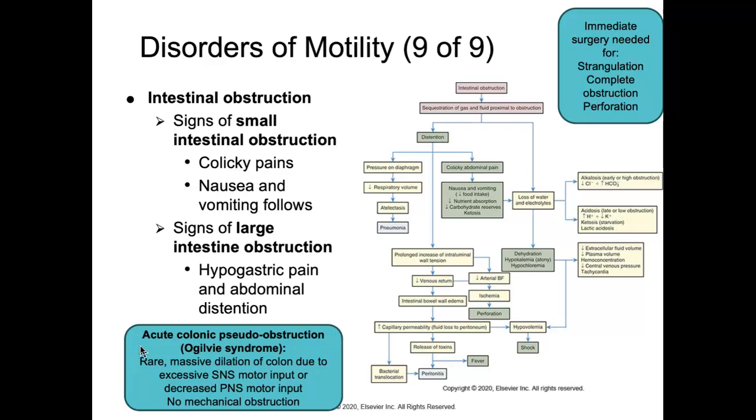So all in all, intestinal obstruction is going to cause shock, perforation if it continues, fever, peritonitis, dehydration, and hypokalemia and hypochloremia. And some things to always keep in mind is we will need immediate surgery if there's strangulation, a complete obstruction, or perforation taking place.